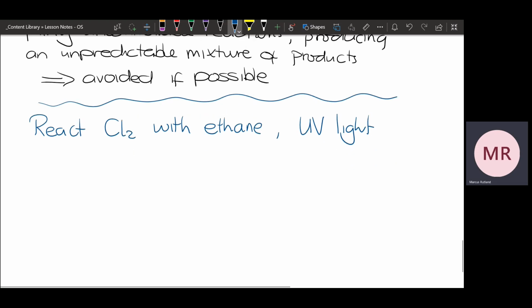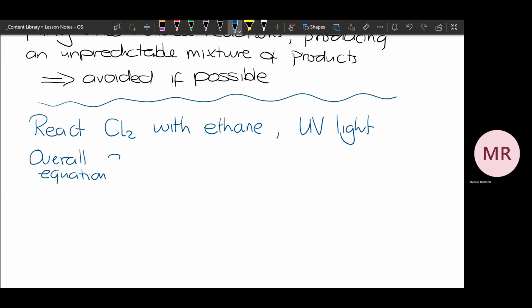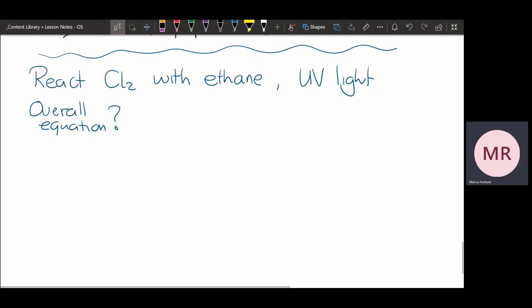Can you suggest an overall equation for the reaction? And then what about the mechanism?